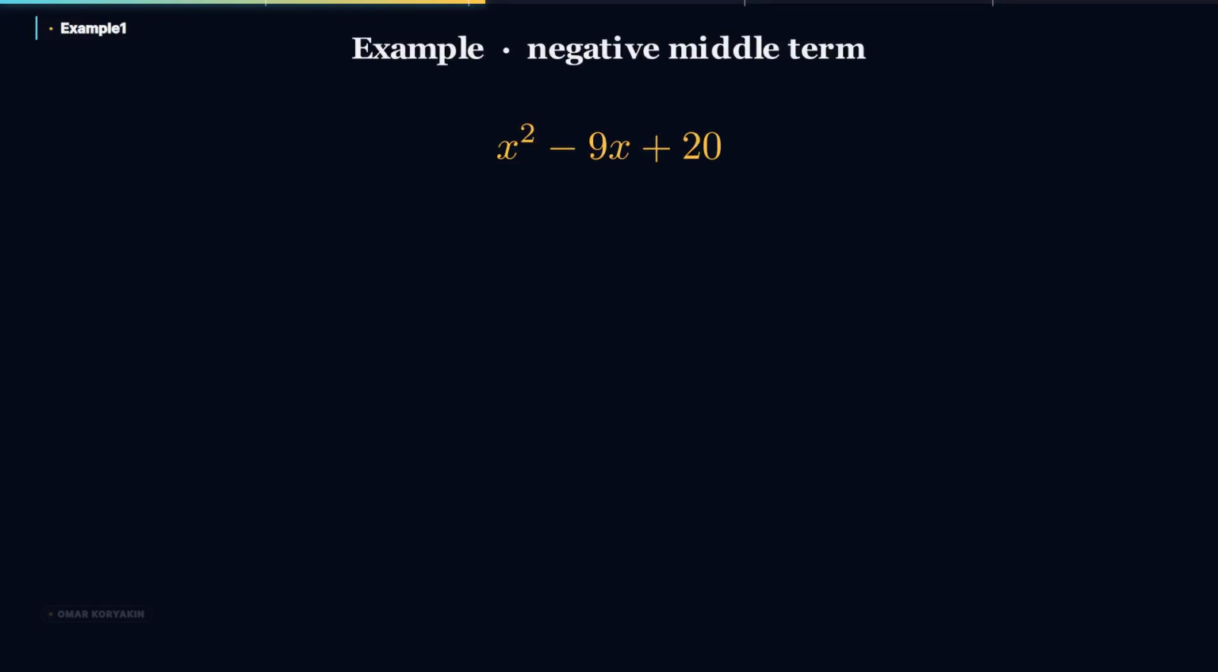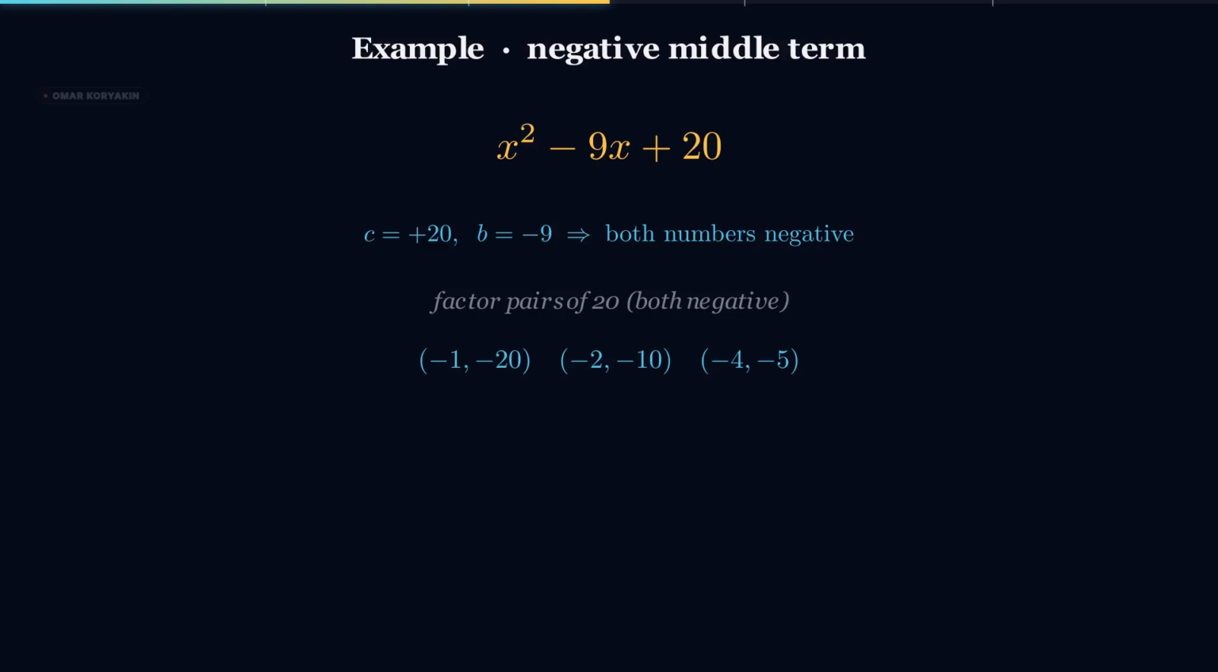Factor x squared minus 9x plus 20. Here b is negative and c is positive. The constant being positive forces both numbers to share a sign, and the negative b forces that shared sign to be negative. Reason through the signs first. c equals positive 20 means the product is positive, so the two numbers must agree in sign. b equals negative 9 means the sum is negative, so both must be negative. We are searching for a pair of negative integers whose product is 20 and whose sum is negative 9.